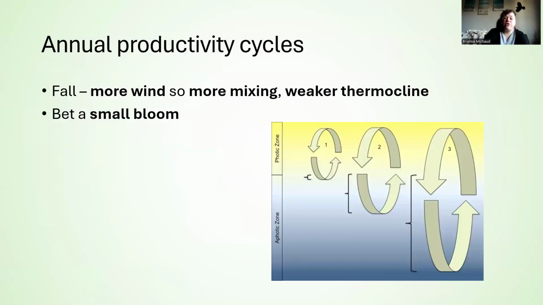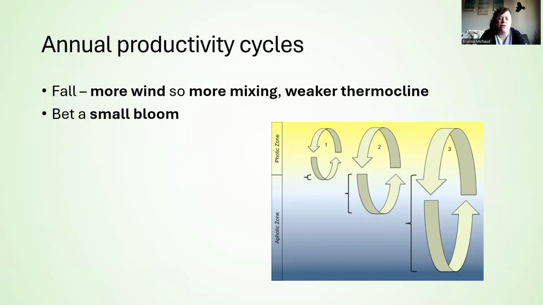In the fall, there's some more wind. There's also a weakening thermocline. It's getting a little colder now at the top, so you no longer have that strong stratification. So that means there's a little more vertical mixing because of the wind and the weaker thermocline. So you get a little bit of nutrients coming up to the surface, and you still have a decent amount of sunlight. So you'll often get a small bloom in the fall.